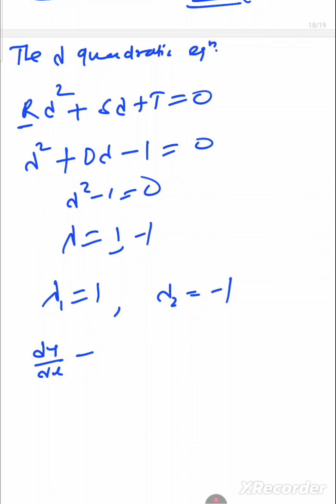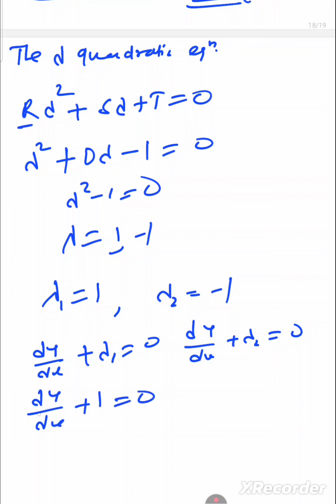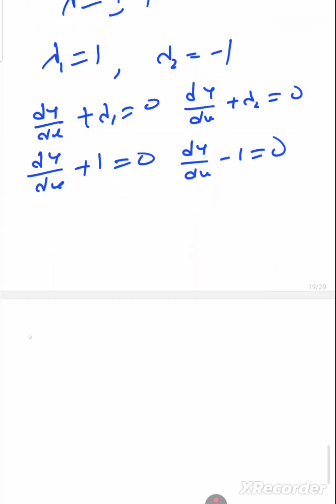Then we can write dy/dx + λ1 = 0 and dy/dx + λ2 = 0. The first one is dy/dx + 1 = 0 and the second is dy/dx − 1 = 0. Now, we can integrate it. This will become y + x = c1, and this will be y − x = c2.